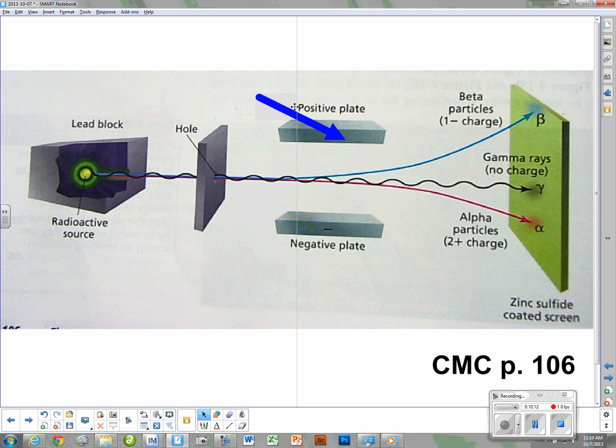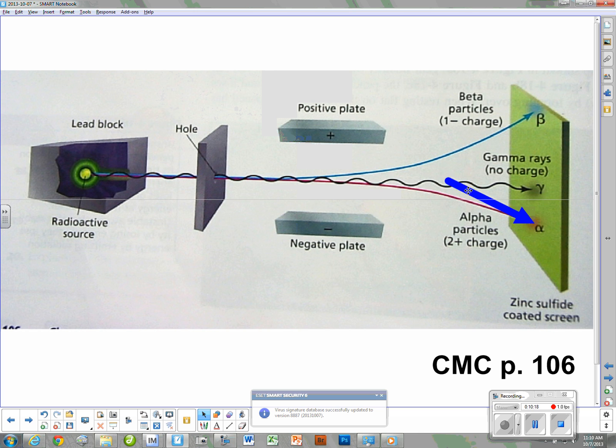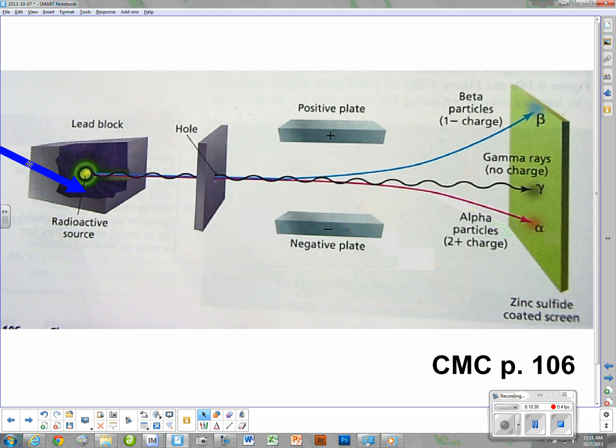Now, here's the alpha particle. Why does it go down? Okay, because it's a positive charge, it goes the opposite direction. So we can separate beta and alpha particles this way, if we have a continuous stream of particles. And then, why doesn't this guy go up or down? No charge at all. Okay, so magnetic fields can't affect it at all.